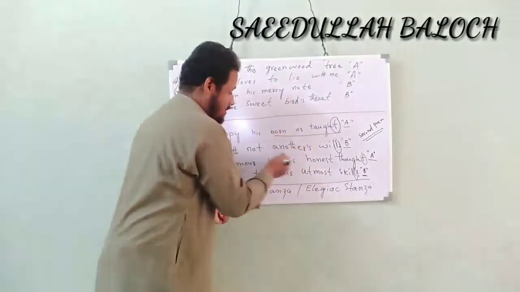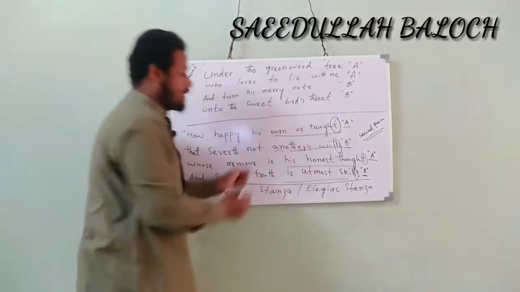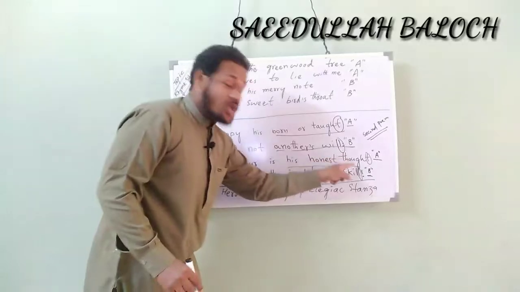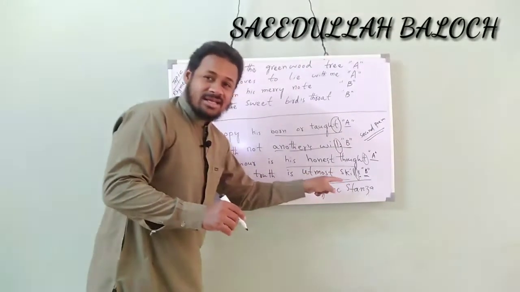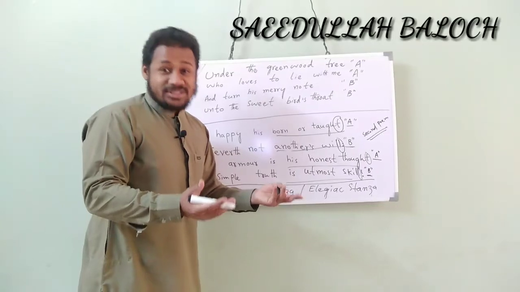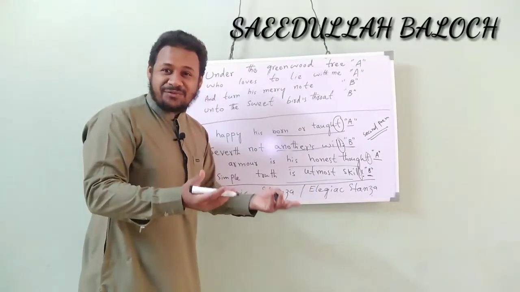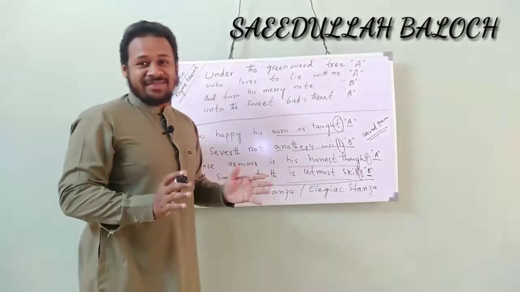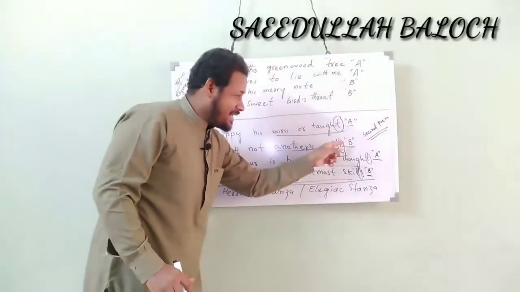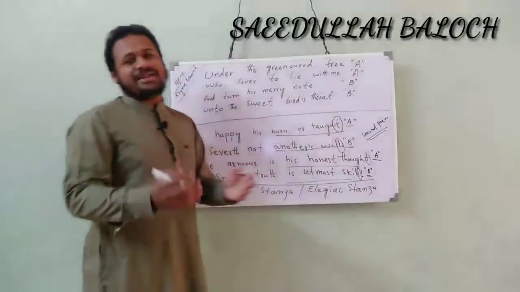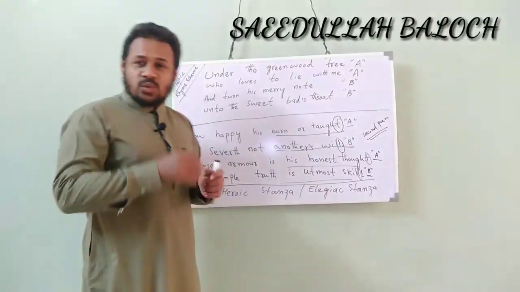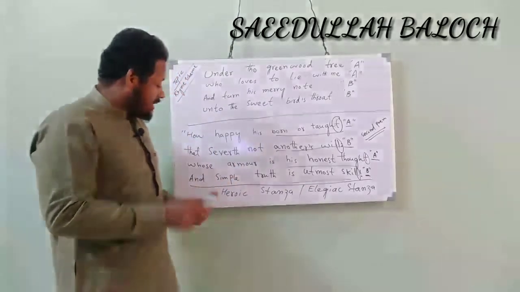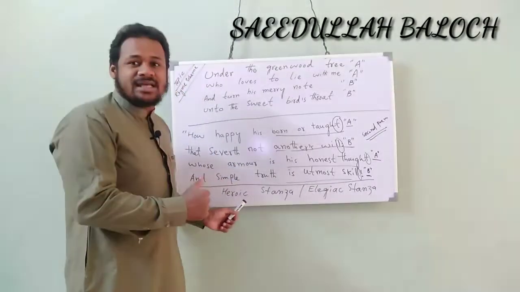I will utter its half lines. Born or taught, another's will. His honest thought, is utmost skill. It is also a beauty. The lines are ending with different features, but the sound's beauty is different from that. So A, B, A, B. You might have a question, sir, it's a rhyme scheme, but which type of rhyme scheme is it? So I would like to tell you, it is heroic stanza.